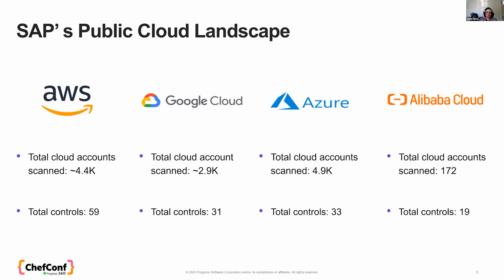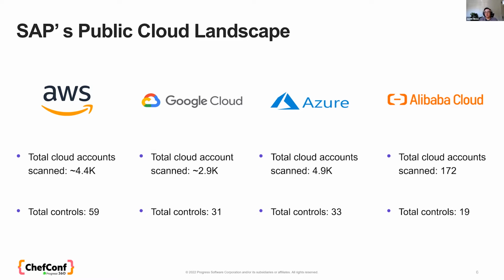We've developed quite a few controls across each of these, and these numbers fluctuate all the time, as Rohit will cover in our release workflow section. But right now we have 59 controls on AWS, 31 on GCP, 33 on Azure, and 19 on Ali Cloud. And again, with requirements changing, those numbers change. We break controls apart and combine controls all the time. So again, Rohit will touch on that later.